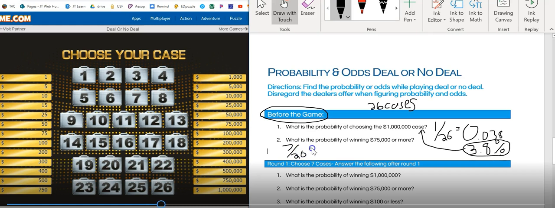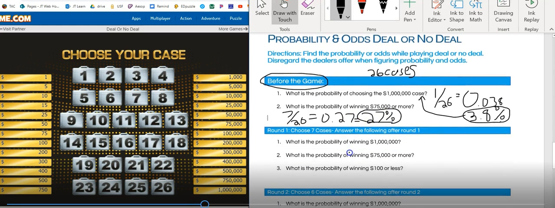Then you just do the same thing. 7 divided by 26, that's a 26, not a 20, by the way. You get 0.27. Once again, you take that times 100, and you get 27%. So you have a 27% chance of picking a case that has over $75,000. That's your probability of doing that.